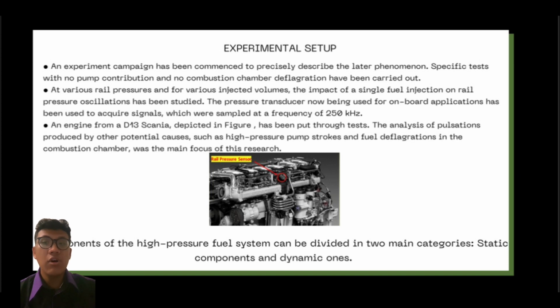This is the picture of the rail pressure sensor, and where it is equipped. The components of the high pressure fuel system can be divided into two main categories. First, static components and dynamic ones.